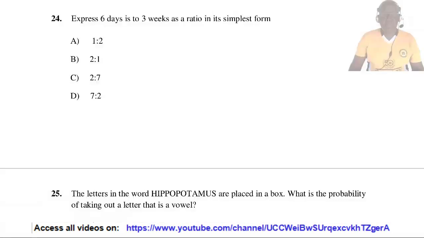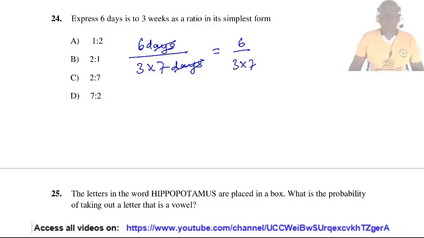Question 24. Express 6 days to 3 weeks as a ratio in its simplest form. 6 days divided by 3 weeks. 3 weeks is 3 times 7 days. The days will cancel out. So it's going to be 6 divided by 3 times 7. 3 goes into 3, 1. 3 goes into 6, 2. So 2 over 7. So the ratio is 2:7, which is C.